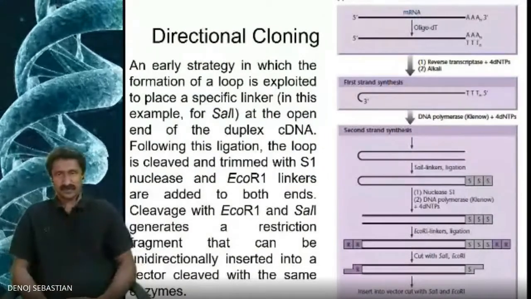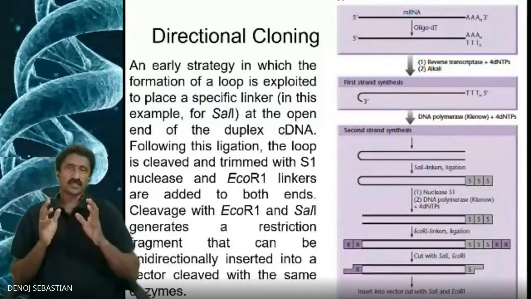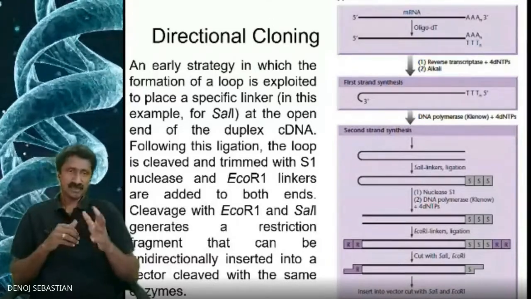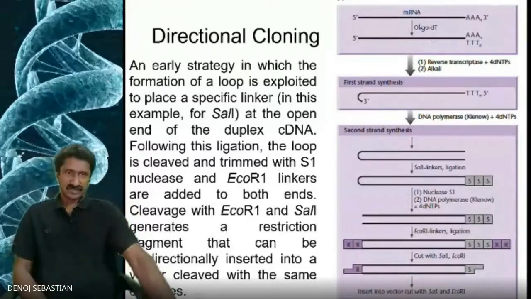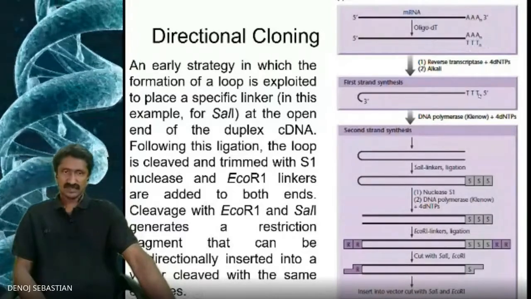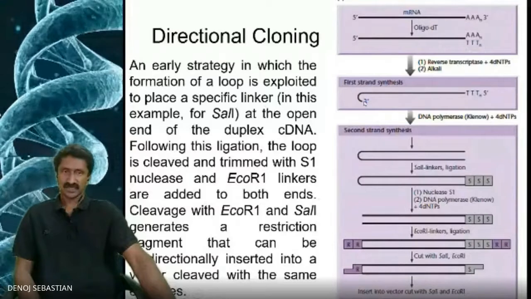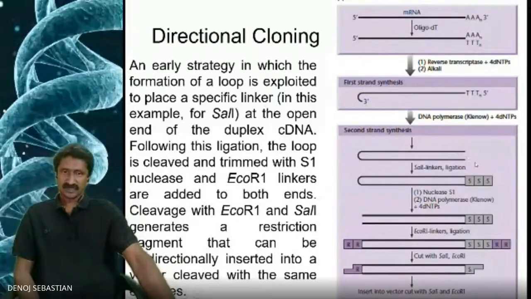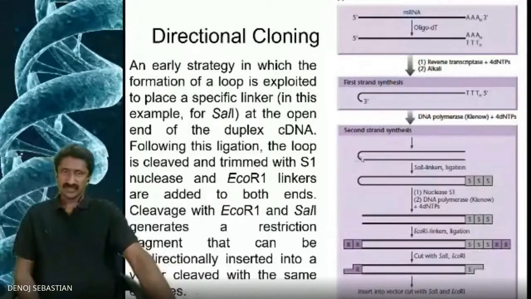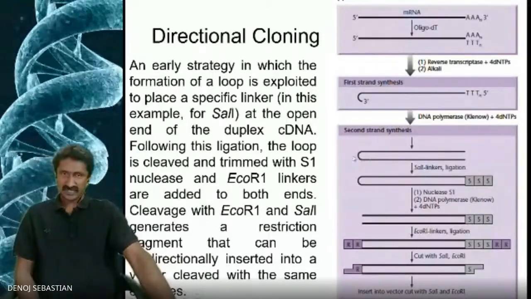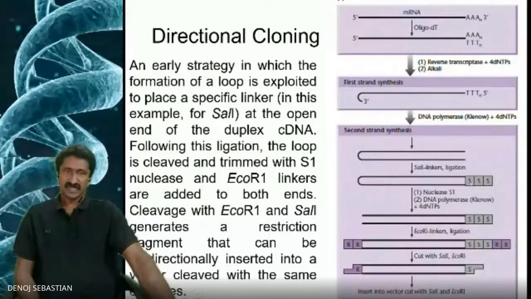Whereas in the case of directional cloning, it's an early strategy in which the formation of a loop at one end of the cDNA is exploited to place a specific linker. In this example, we are using SalI at the open end of the duplex DNA. So here, mRNA, then primer is attached, and the initial strand is copied. And this is the first strand loop, which is acting as a primer for the second strand copy. Then the second strand is copied. Usually, at this stage, you will use the S1 nuclease to cleave this loop. But before using that S1 nuclease to cut open this single-stranded loop region, you are attaching SalI linkers. So a linker is attached.